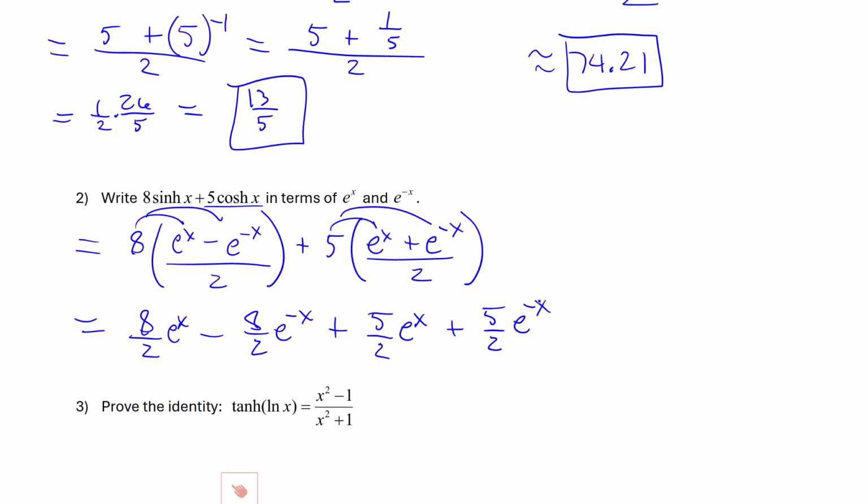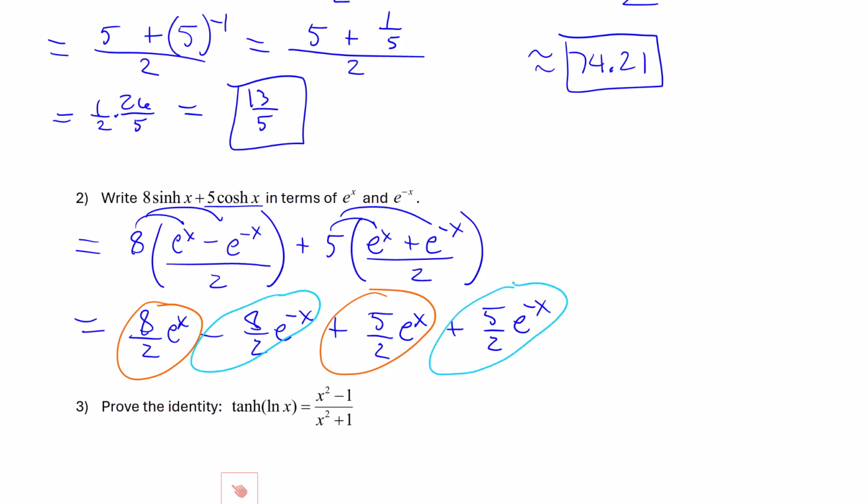Now, what we'll notice here is that we have some like terms to combine. For example, we have e to the x terms. There are two of them, and they are like, so we can and should combine those. And then similarly, we have e to the negative x terms, two of those, and we should combine those as like terms. And that's all we'll do to finish.